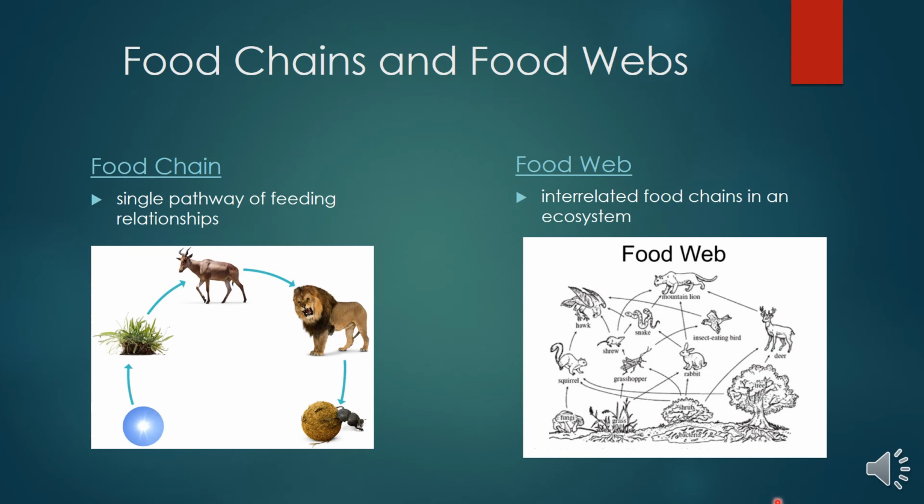Food chains and food webs. Food chain. This is a single pathway of feeding relationships. So energy comes from the sun to the producer, to the herbivore, to the carnivore, and then back to the decomposer, or the detritivore here. Versus a food web, where it's an interrelated food chain. So it's more than one food chain. So starting with this shrub, it might get eaten by a rabbit, which then could get eaten by a mountain lion, or this shrub could get eaten by a grasshopper, which might get eaten by this shrew, which would get eaten by a hawk. The same energy is going through different pathways, so it's a food web, not just a food chain.